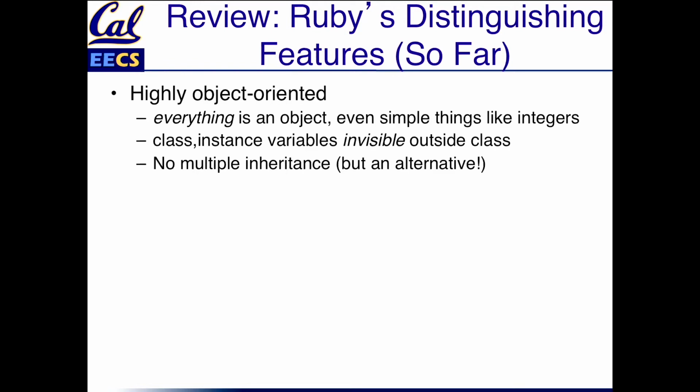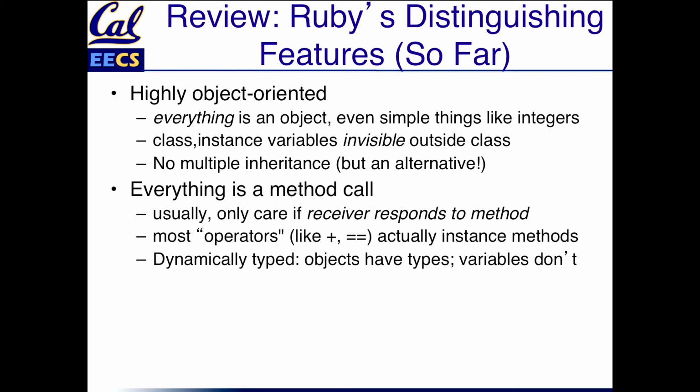So, a quick review of Ruby's distinguishing features that we've seen. First of all, it is object-oriented in the extreme. Even the lowliest integers are objects. There's really no such thing as attributes. There's instance variables, but you have to define explicit getters and setters because you have to get at them through methods. Everything is a method call. Usually the only thing you care about in a method call is whether the receiver responds to the method you're trying to send it. We'll have a lot more to say about that shortly when we talk about duck typing. And we've talked about the fact that objects can have different types, but the variables that refer to those objects are not typed.